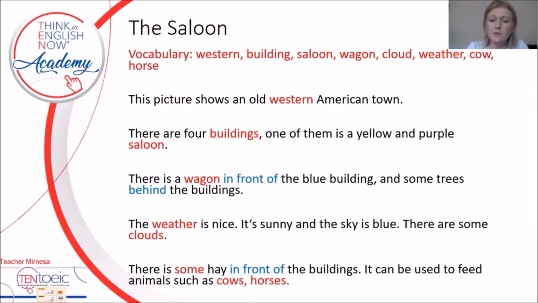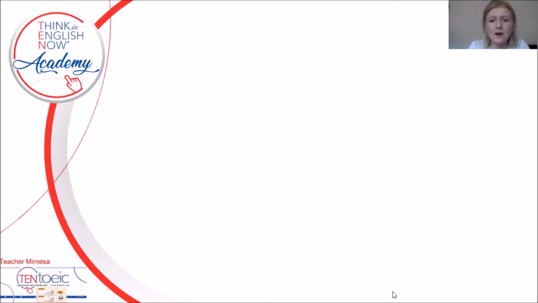As you can see, the words in red are the vocabulary words, while the words in blue are the prepositions that we talked about at the beginning of this lesson. Now, our next picture is a picture of a panda. The vocabulary here is circle, bamboo.